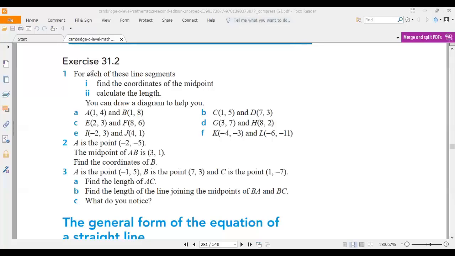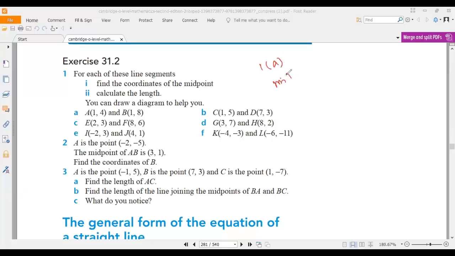Today we will solve exercise 31.2. The question says number 1, for each of these line segments, find the coordinates of the midpoint and calculate the length. So we need to know two formulas: the midpoint, which is actually the average point, and the length. By using the formula we can easily solve it. So question number 1A, that is midpoint.